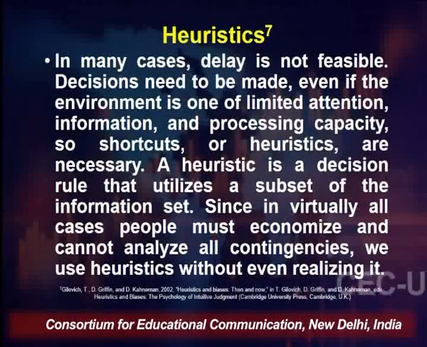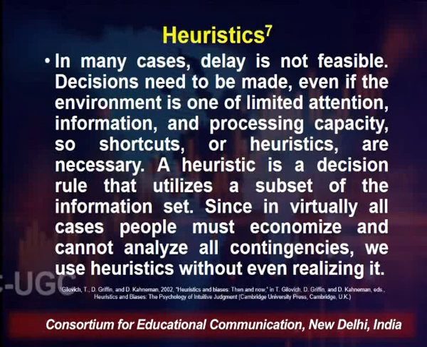In many cases, delay is not feasible. Decisions need to be made even if the environment is one of limited attention, information, and processing capacity, as in financial markets. So, shortcuts or heuristics are necessary. A heuristic is a decision rule that utilizes a subset of the information set. Since in virtually all cases people must economize and cannot analyze all contingencies, we use heuristics without even realizing it.